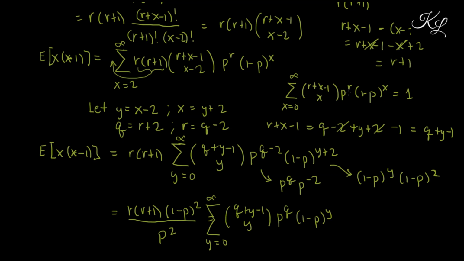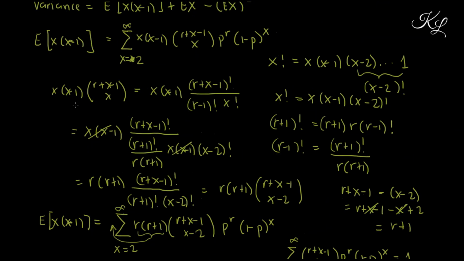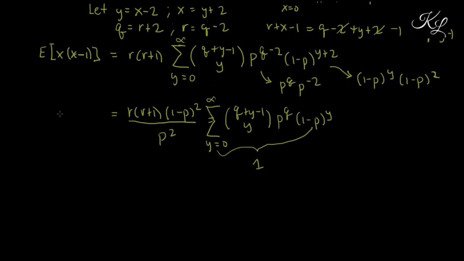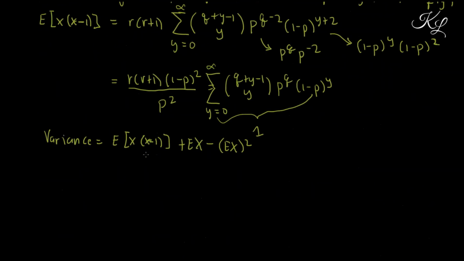Now we have a similar equation here. So this one is equal to 1, so we get this term here for this expression. However, this is not yet the variance, because the variance is this formula. So we can rewrite the variance again to make it clear. So we have variance is equal to expectation of x times x minus 1 plus expectation of x minus square of expectation of x, that is this one, variance.